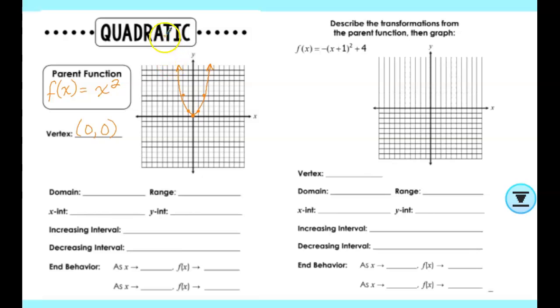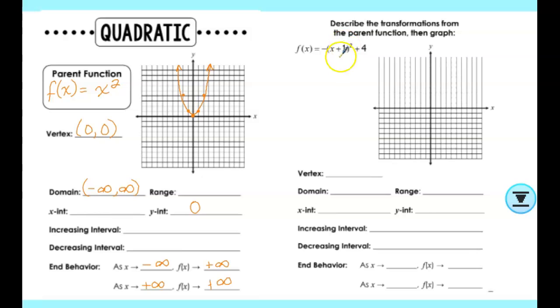Again, our domain is going to continue to grow out this way and to continue to grow out this way. So the domain is negative infinity to positive infinity. And the y-intercept again is 0. For end behavior, as x gets more and more negative, y gets more and more positive. And same thing on the other side: as x gets more and more positive, y also gets more and more positive.